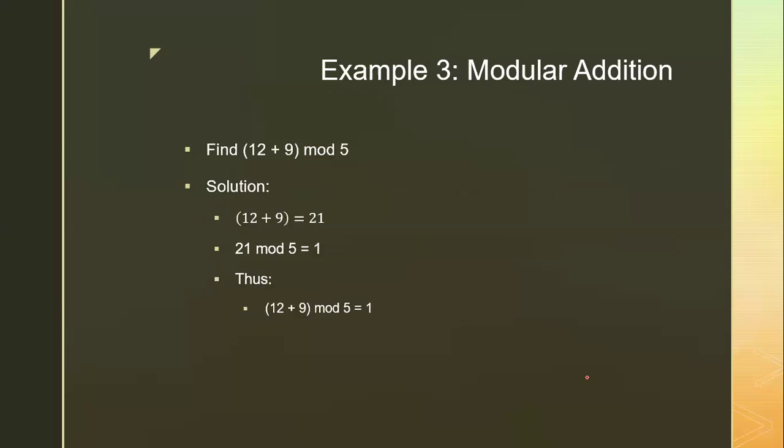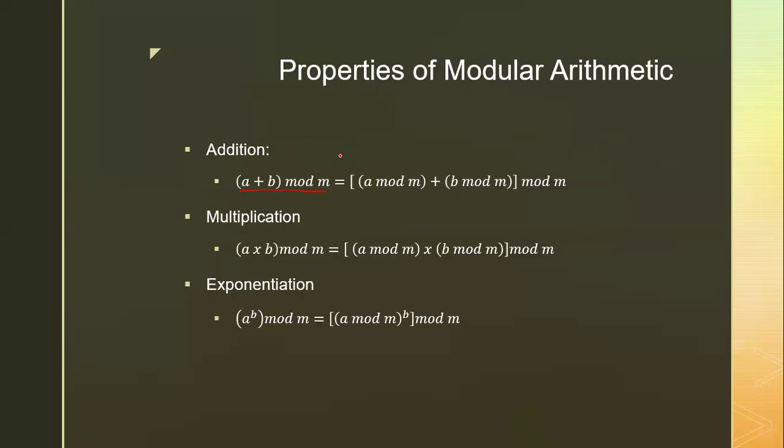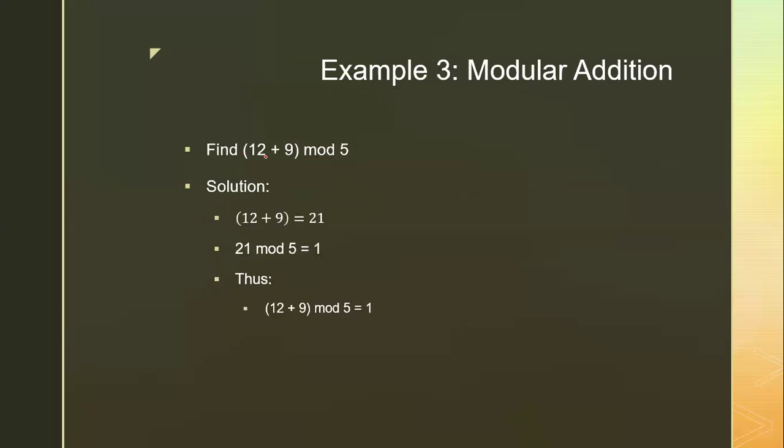Okay, so let's go to our third example, which is modular addition, using the same rules that we defined earlier. So we've got: find 12 plus 9 mod 5. Here we say a plus b mod m, right? So we're trying to get this. Find 12 plus 9 mod 5. Well, the simple solution here is to just add these two, right?